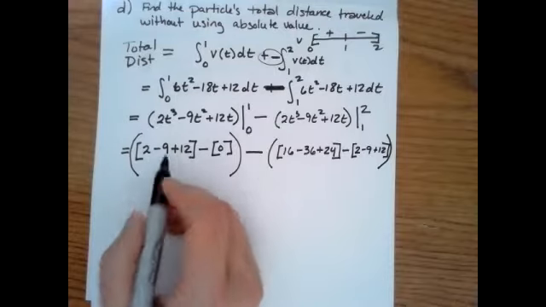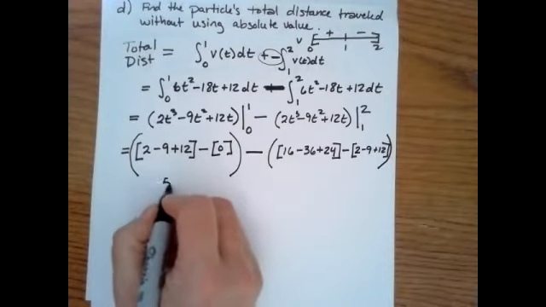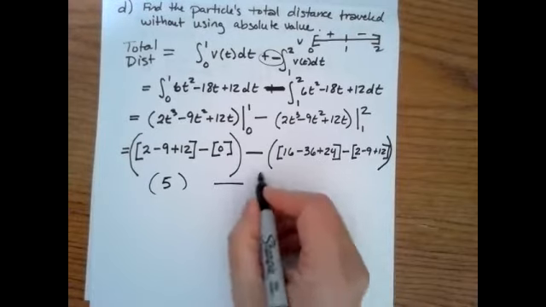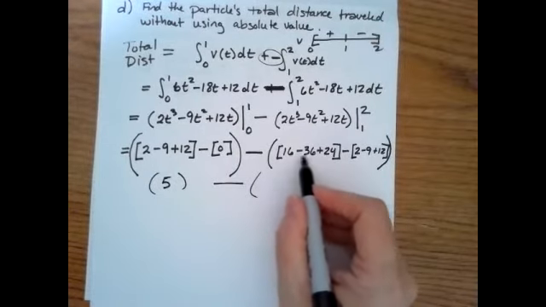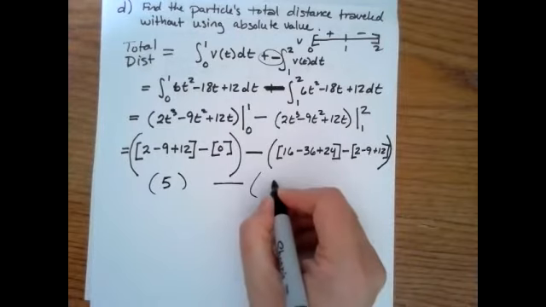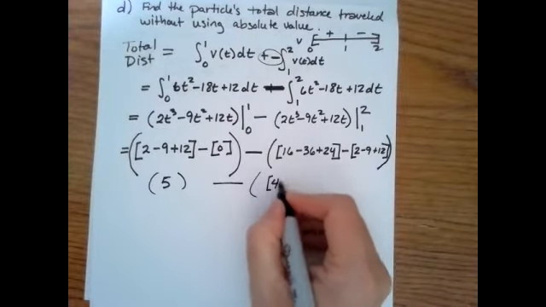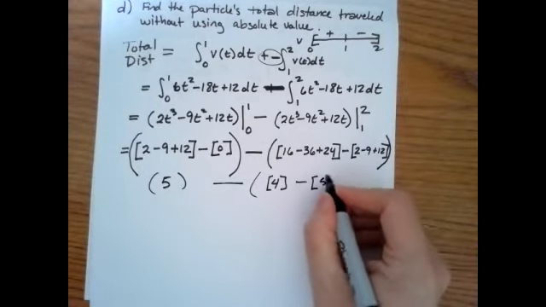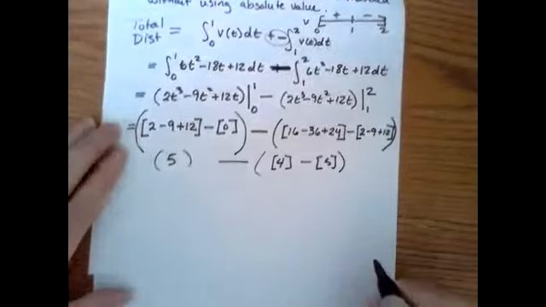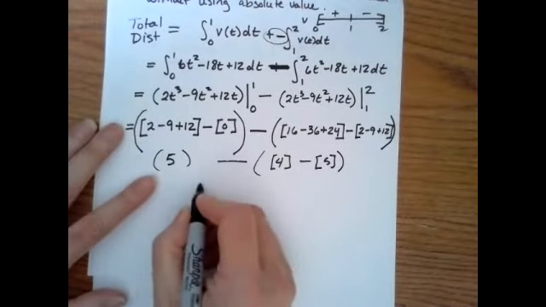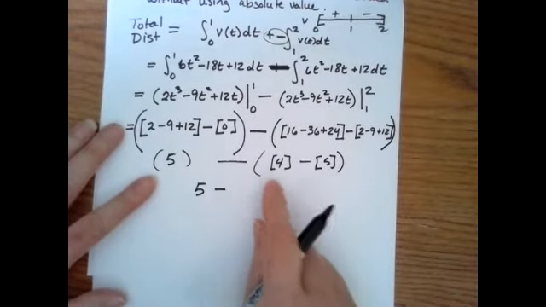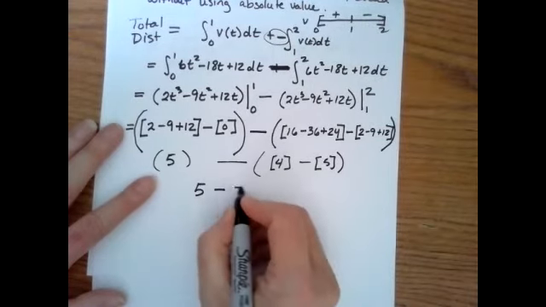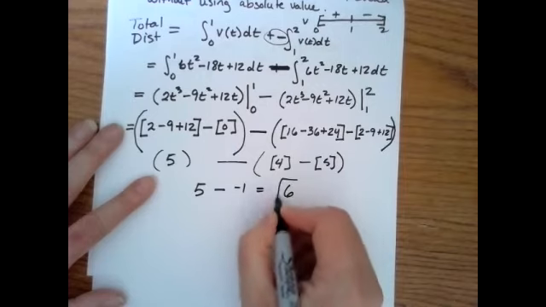Okay, so we got 14 minus 9. I'm going to call that 5. And then 0. So that's 5. Minus, over here, what have we got? 16 minus 36 is negative 20, plus 24 is 4. 4 minus, this is 5 still. Okay, so let's lose some parentheses. We're talking about 5 minus, let's see, 4 minus 5 in here is negative 1. So 5 minus negative 1 is 6.